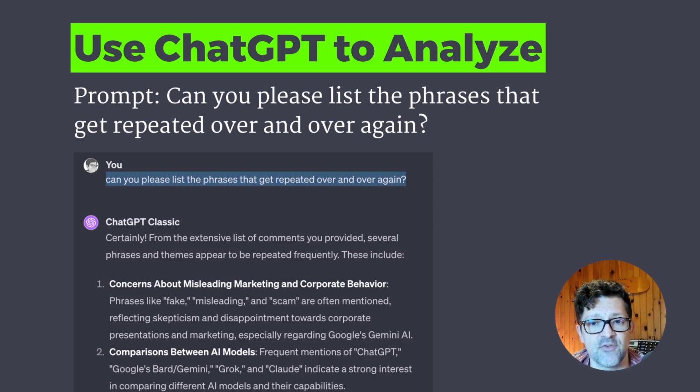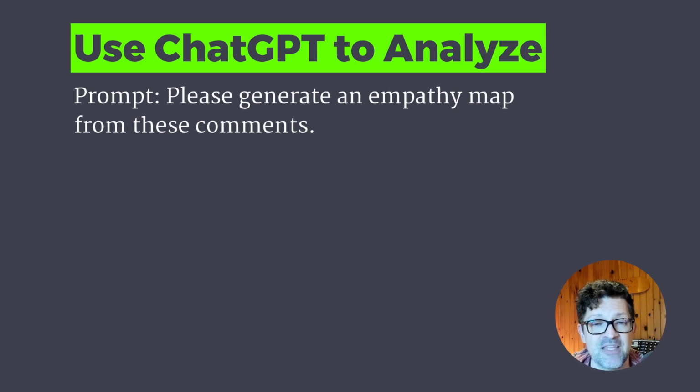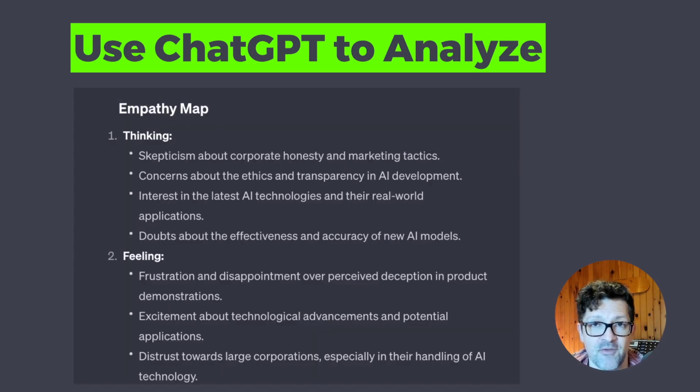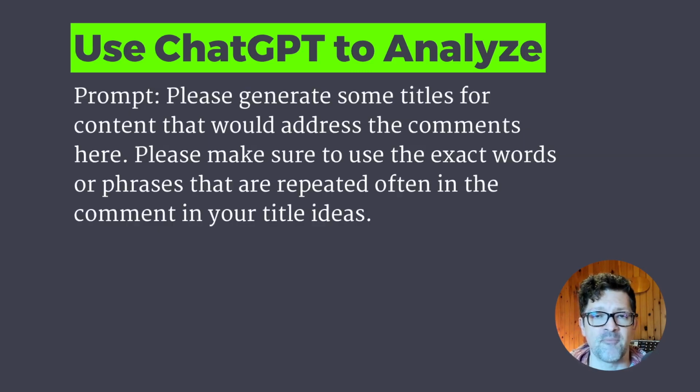So can you please list the phrases that get repeated over and over again? And it lists out a bunch of the different phrases that are getting commented on over and over and over again. This is very valuable. Generate an empathy map from these comments. So this is my favorite way to analyze this type of data. This breaks it into thinking, feeling, saying, all these different aspects, different ways of looking at your audience that can be very, very helpful for understanding them and for generating content and generating marketing messages that will resonate with your audience.